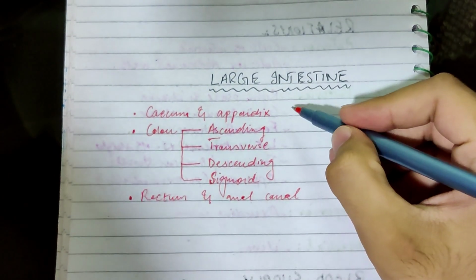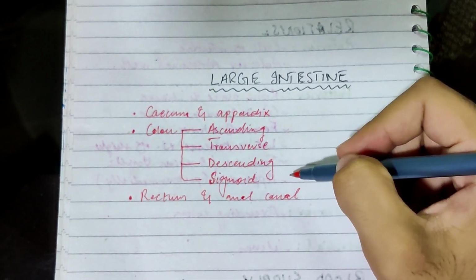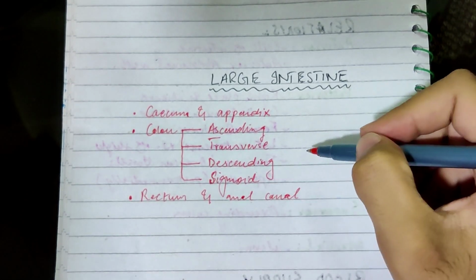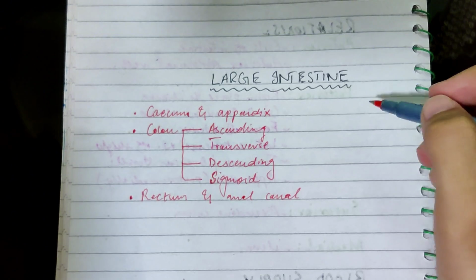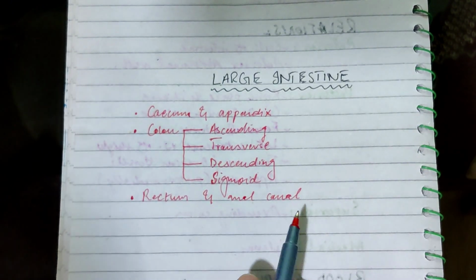First off, there is the cecum and the appendix, then comes the colon, and there are four portions of the colon: the ascending colon, the transverse colon, the descending colon, and finally the sigmoid colon. And then in the end, the large intestine contains the rectum and the anal canal.